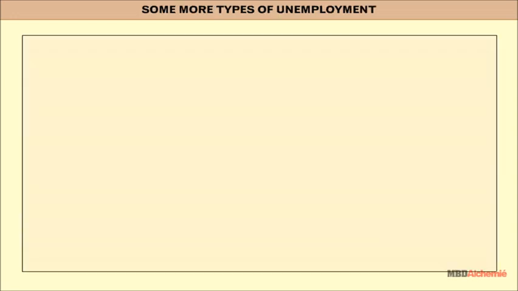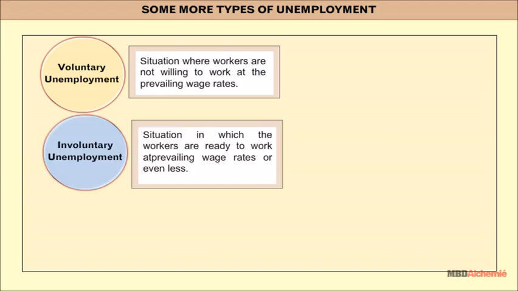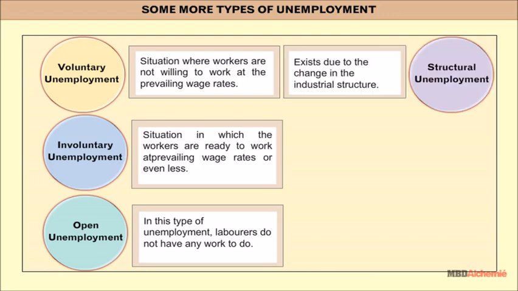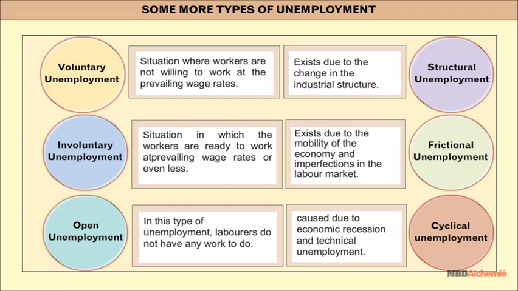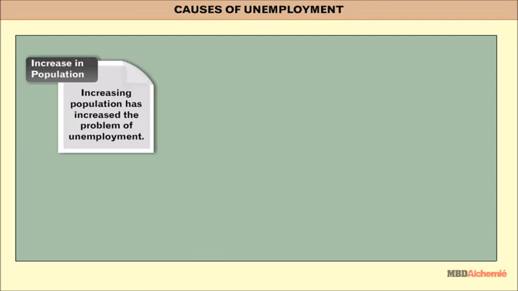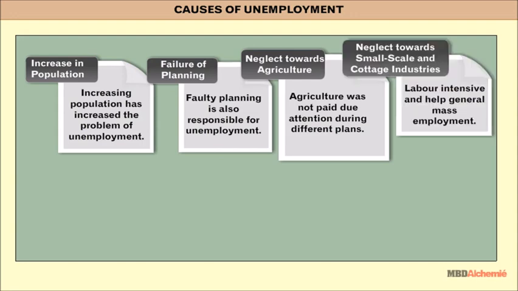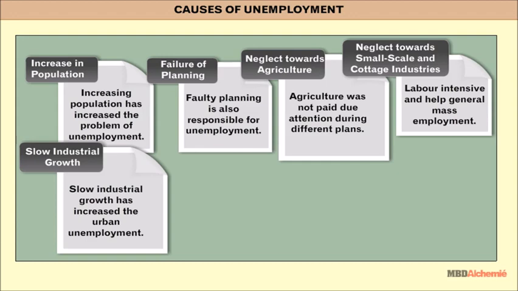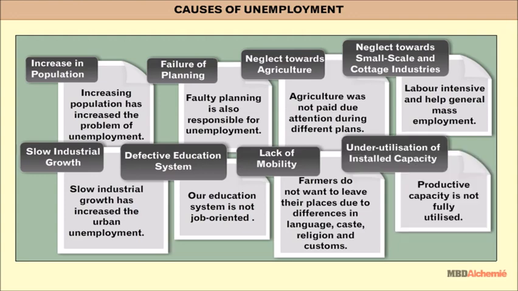Some more types of unemployment. There are certain more types of unemployment, including voluntary unemployment, involuntary unemployment, open unemployment, structural unemployment, frictional unemployment, and cyclical unemployment. Causes of unemployment. These are increase in population, failure of planning, neglect towards agriculture, neglect towards small-scale and cottage industries, slow industrial growth, defective education system, lack of mobility, and underutilization of installed capacity.